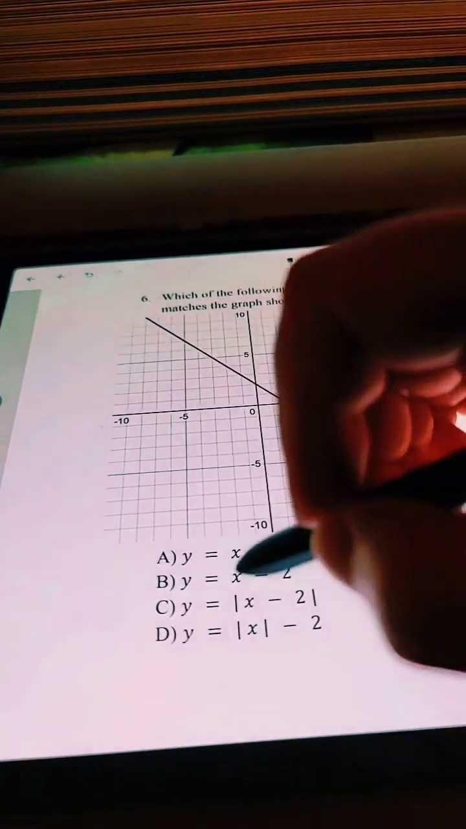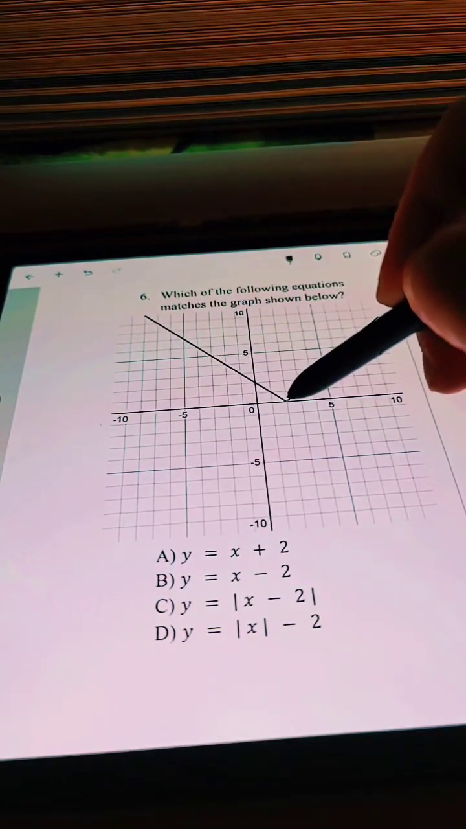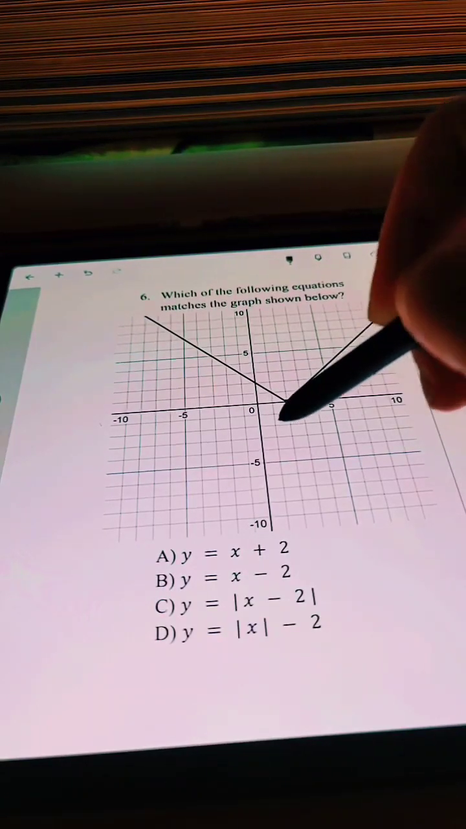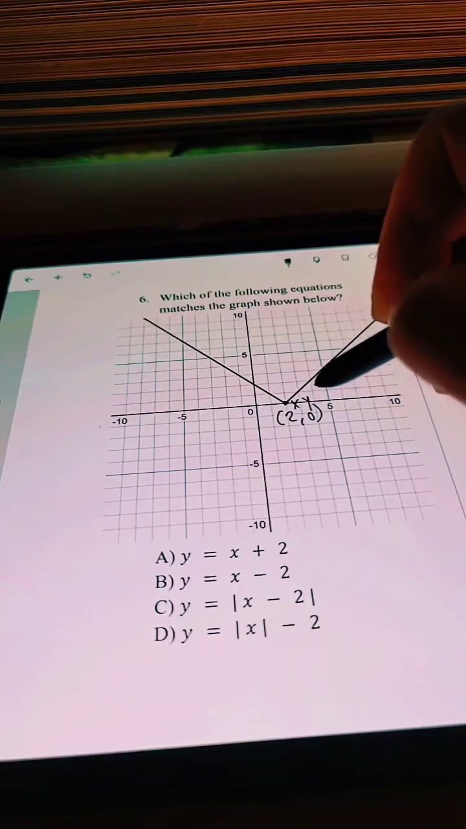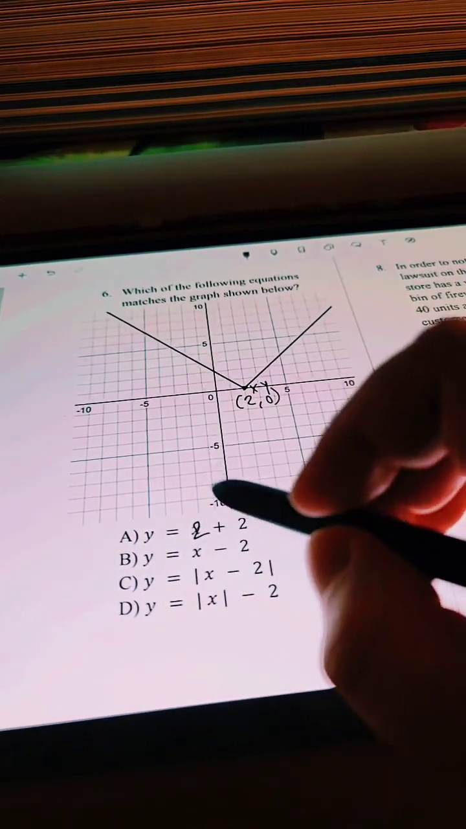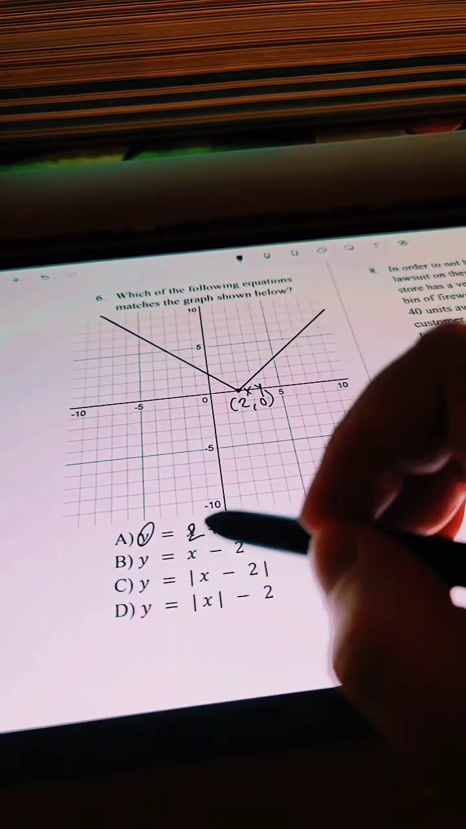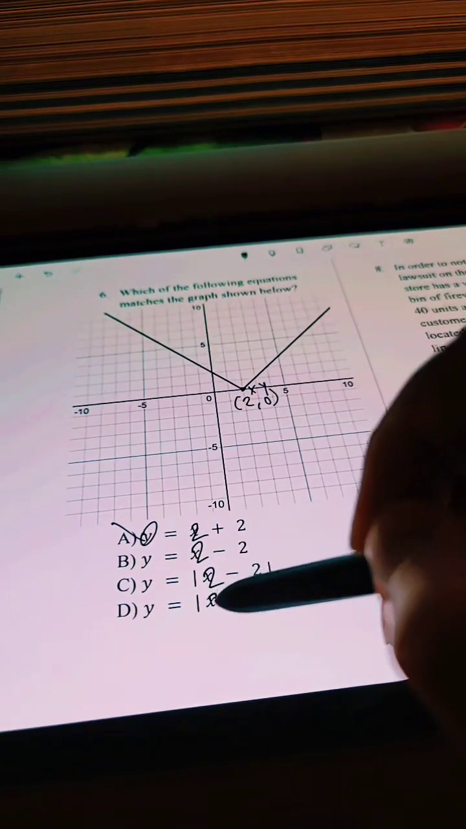So let's see. You could just plug in a point, or you can remember your parent functions. Either one works. Most people are going to need to just plug in a point, so I'm going to show that way. So this is going to be 2, 0. So your x is 2, your y is 0. So if you plug in 2 here for your x, you should get 0 for your y, which does not work there. It does work there. It does work there.